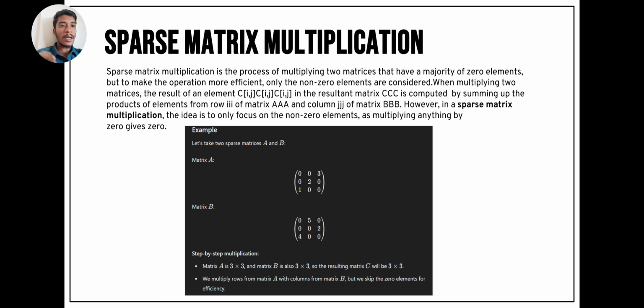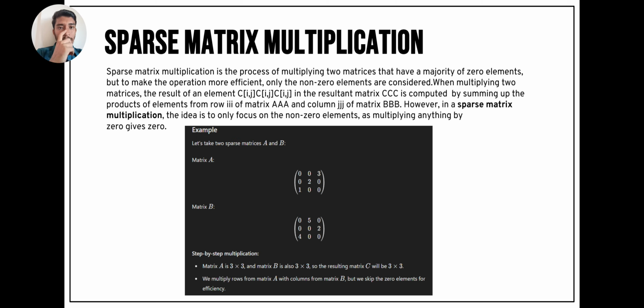By multiplying two matrices, the element C of ij in the resultant matrix C is computed by summing up the products of elements from row i of matrix A and column j of matrix B. However, in sparse matrix multiplication, the idea is to focus only on the non-zero elements, as multiplying anything with 0 gives 0.